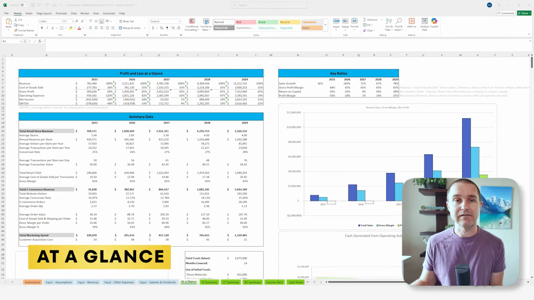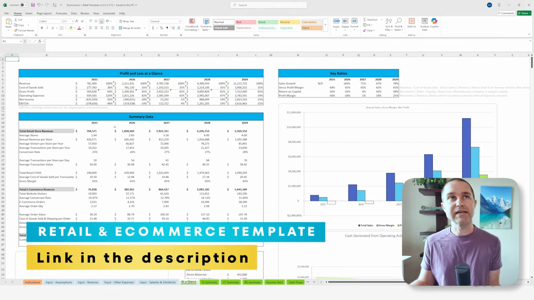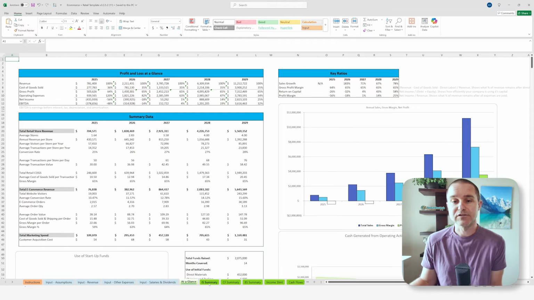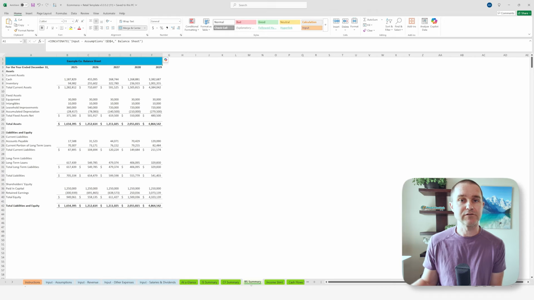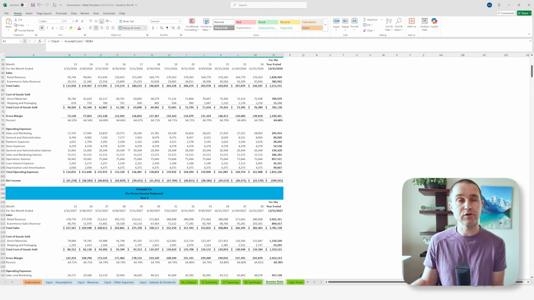This is our at a glance tab. You're going to get some charts and graphs and KPIs. This is our retail and e-commerce template, so this assumes that you have a retail location, plus maybe you also sell over e-commerce. So this could be like a boutique, for example. And this is actually built out so that you can have multiple stores as well. You're also going to get a 5-year income statement, a 5-year cash flow, a 5-year balance sheet, and then the income statement, cash flow, and balance sheet all broken down by month for each of the 5 years.